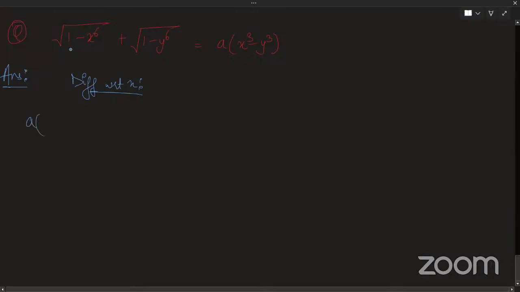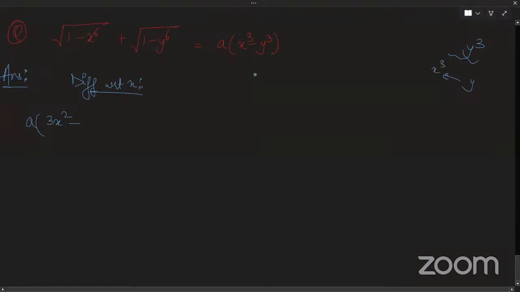So you get a into x cube. What will be the derivative of x cube with respect to x? 3x squared. Great. After that, you have got y cube. Which function is inside which function? Y is inside x cube.